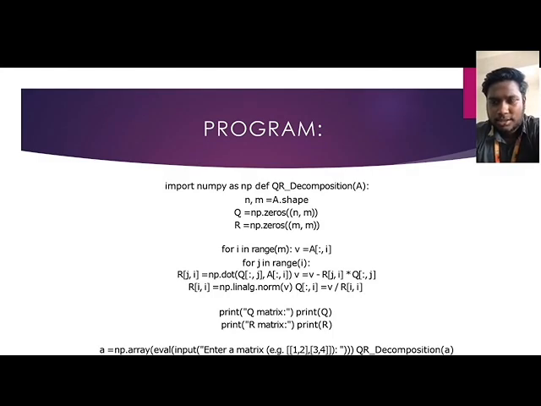Then further, this inner loop projects the current vector V onto each previous Q vector and subtracts the projections to make V orthogonal to the previous vectors. Then it normalizes the orthogonal vector V to make it a unit vector and stores it in the Q matrix. Then finally, it prints the final Q and R matrices.